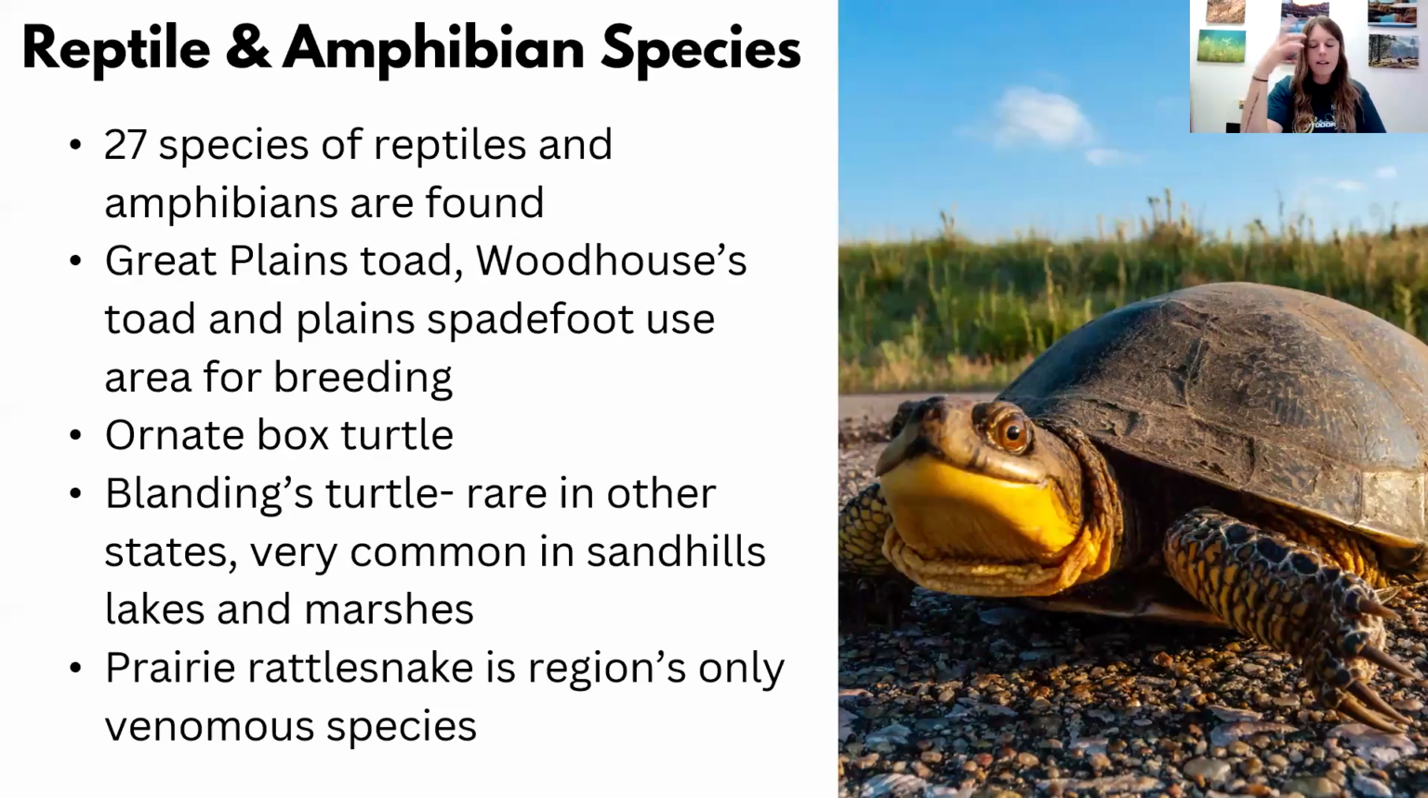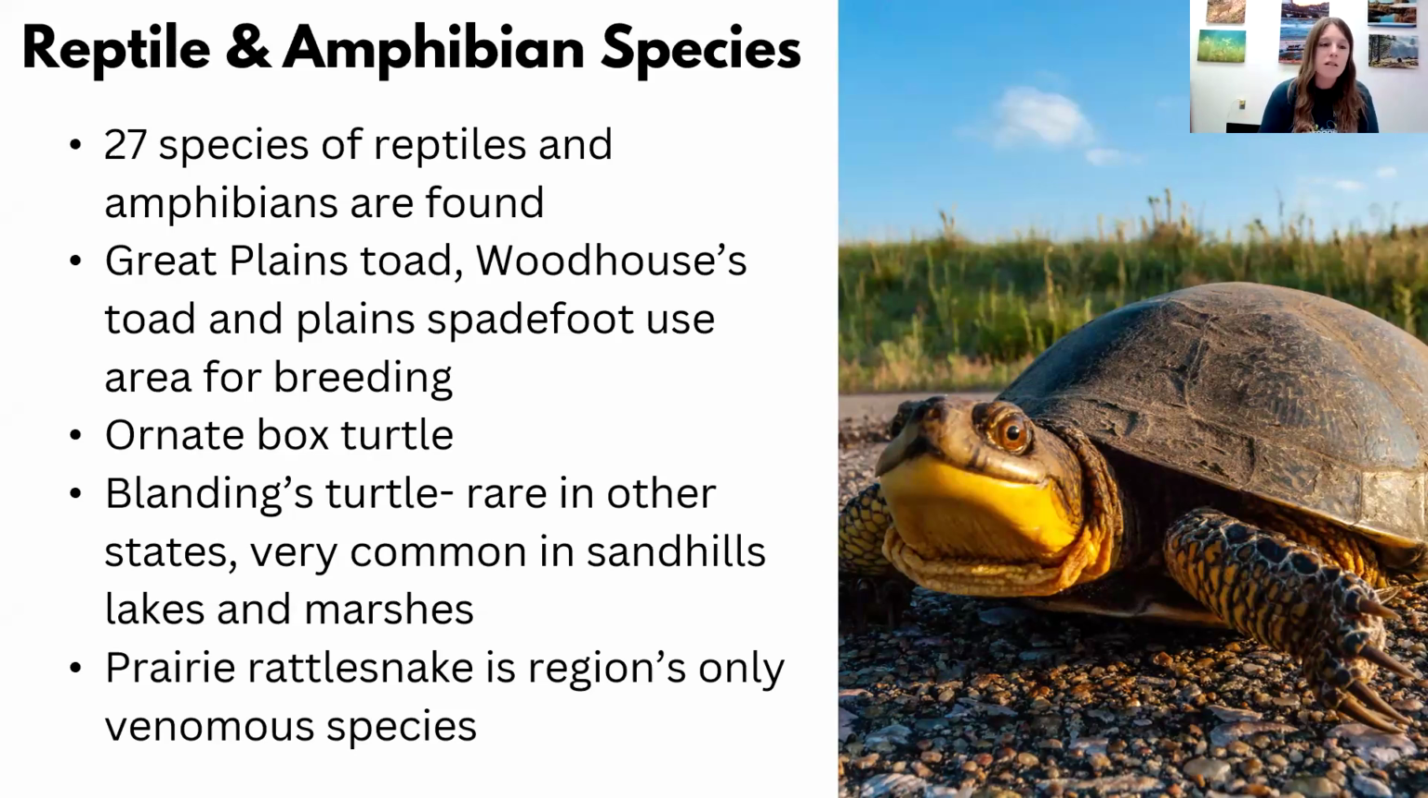All right, and then of course, here are our reptiles and amphibians. So there's 27 species of reptiles and amphibians that have been documented in the sandhills. 1 salamander, 3 toads, 4 frogs, 6 turtles, 4 lizards, and 9 snakes. So things like the Great Plains toad, Woodhouse's toad, plains spadefoot, they use this area for breeding. So lots of different lakes and meadows, wet areas for them to breed in.